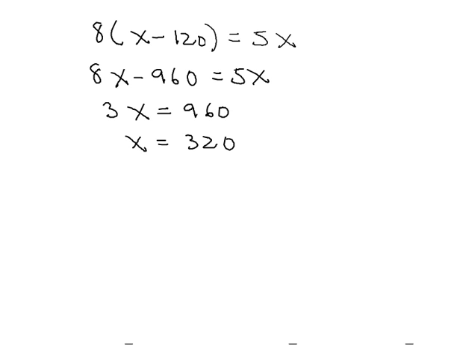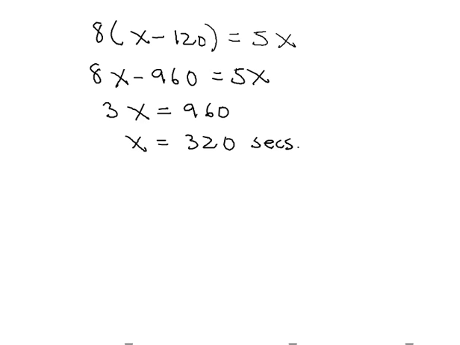Now you want to keep in mind that x represents the time it takes for the secondary waves to reach the monitoring station, which would be 320 seconds because our units were in terms of seconds. But this is not the answer to the question posed in the problem. It asks us how far the station is from the epicenter, which is a distance. So all we need to do to find that would be to substitute 320 back into either expression for distance that we have in the equation above.